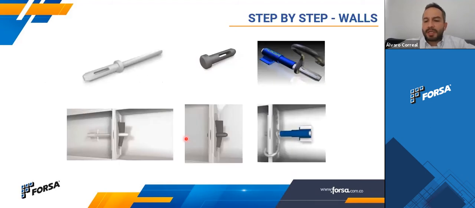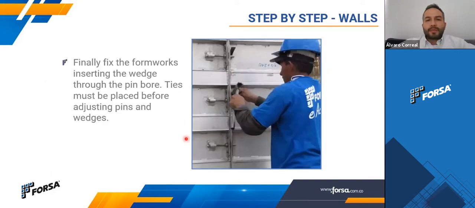We already talked about this. This is basically the pins that we use to attach the panels together. Here this guy is just moving the arrow pin, then he puts a wedge like this one, and then it just gets adjusted with a hammer.